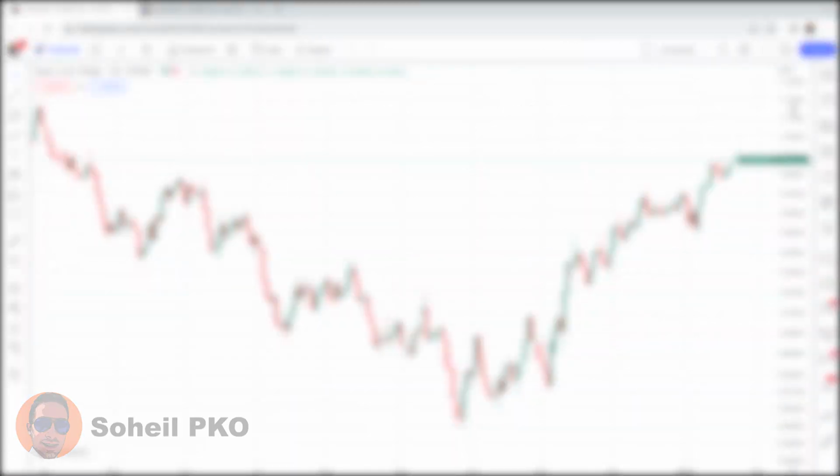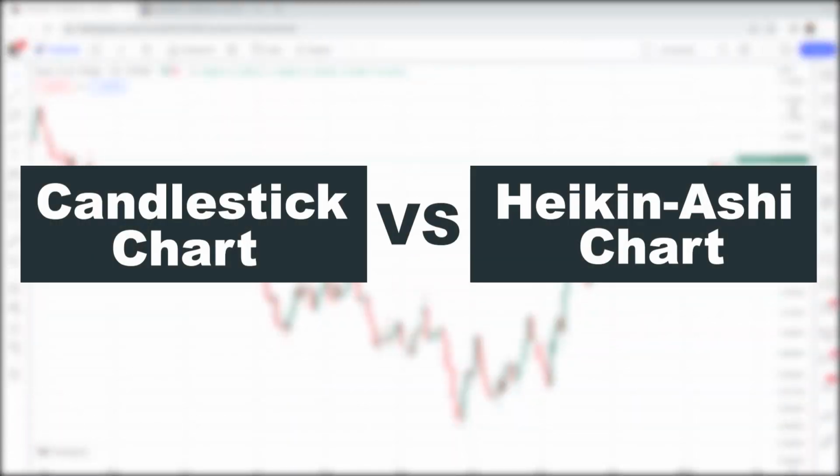Soil here, and today I want to talk about the differences between two of the most popular price charts for trading, which are Candlestick chart and Heikin Ashi chart. We're going to explore the advantages and disadvantages of each one, and we're going to see in what situations they can be more helpful so we can effectively use them for trading.